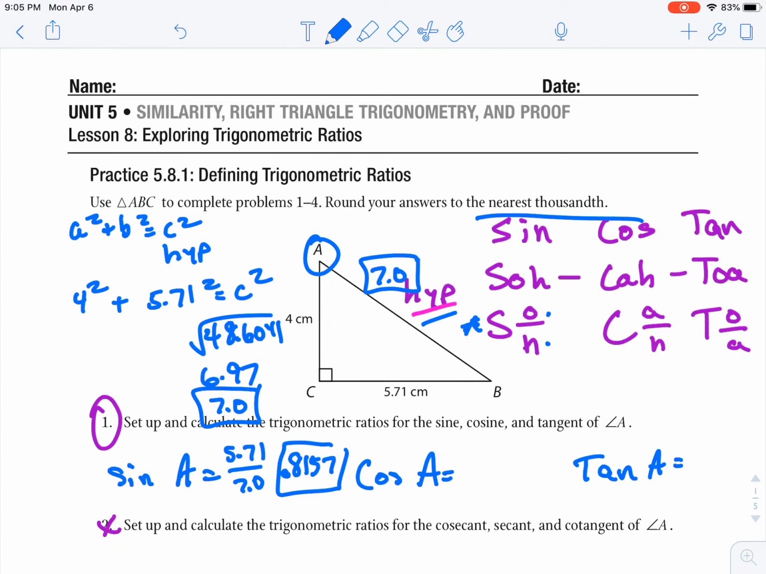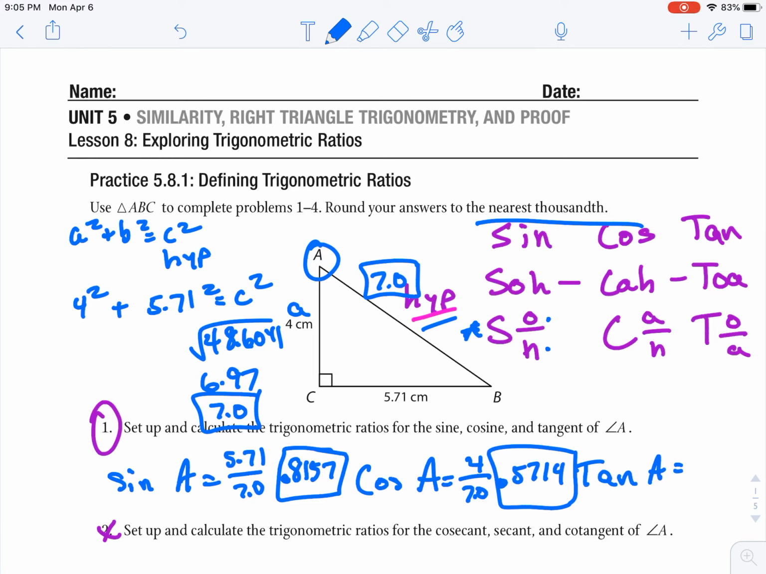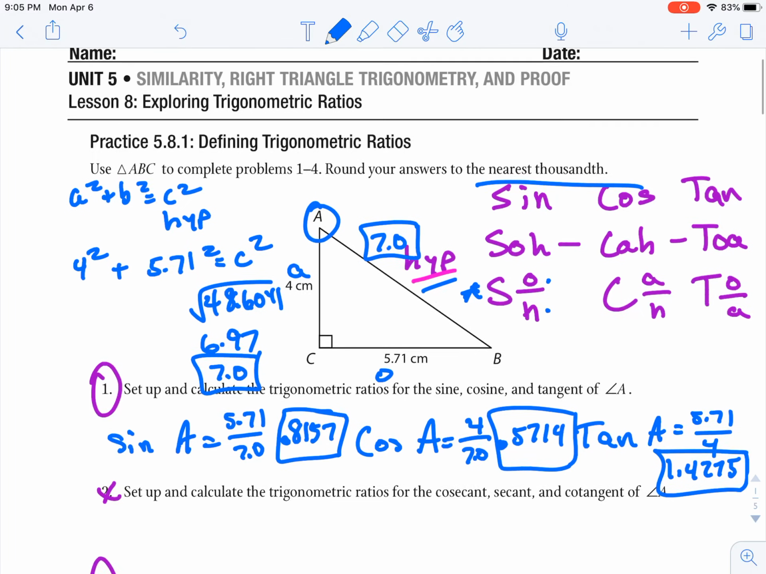So from A, adjacent over hypotenuse. So 4 over 7.0, 4 divided by 7. All right, 4 divided by 7, 0.5714. Okay, tangent, opposite over adjacent. So opposite, 5.71 over 4. 5.71 divided by 4, put in my calculator, 1.4275. Okay.